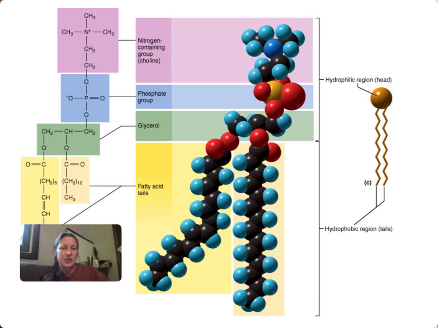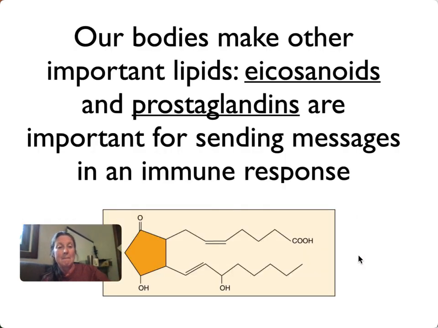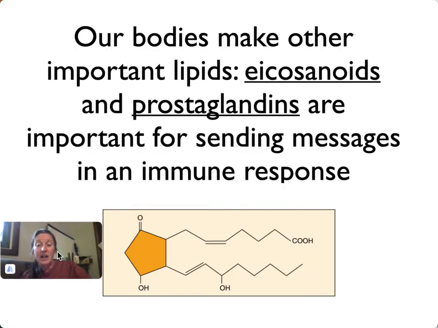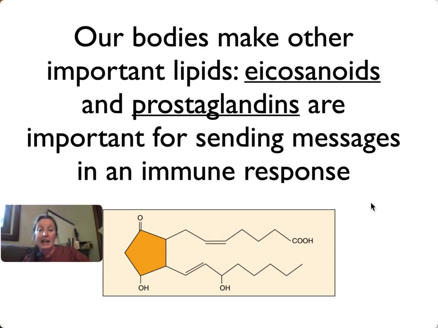It is an essential and the most abundant component of our cell membranes, which we will talk about in the next topic. Now, there are also other kinds of lipids that form from fatty acids. One of these is known as eicosanoids and prostaglandins. You'll primarily hear about these when you get to the second semester of A&P, but these are important signaling molecules. In particular, they're important for signaling in our immune system to let the immune system know how to coordinate its actions to protect us from pathogens.